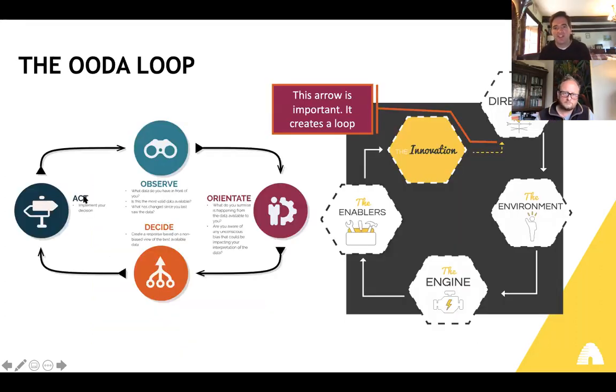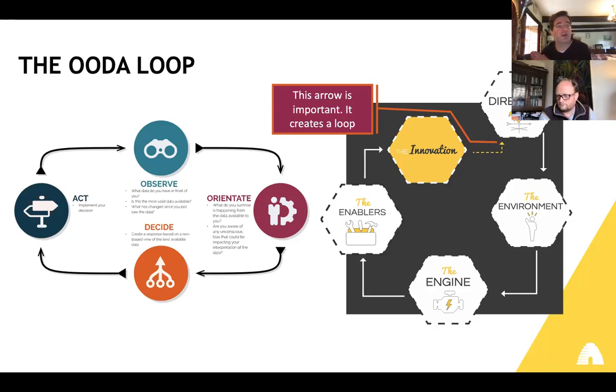The second tool I want to share with you is the OODA Loop. So once you've set your direction, you need to be thinking about how that direction can constantly be improved as you go through the innovation process within the innovation ecosystem. I talked about that arrow earlier, that arrow pointing back to the direction, creating a loop. And one way of thinking about how you use that loop effectively is the OODA Loop.